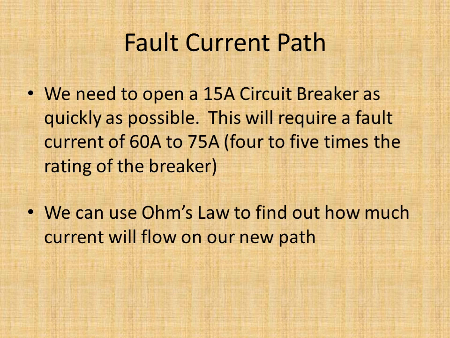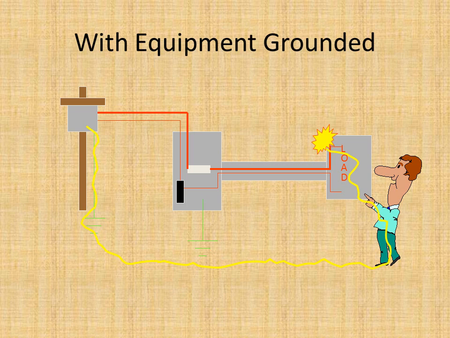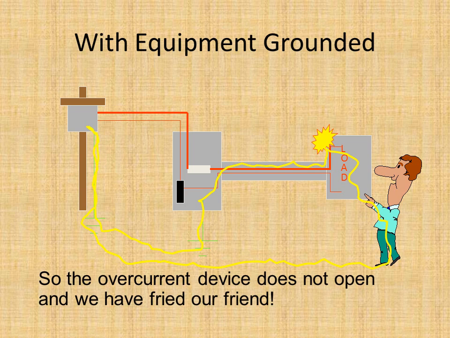We need to open a circuit 15 amperes breaker as quickly as possible, which requires 4 to 5 times the rating of the breaker. The voltage is 120 volts and we can estimate the value of current which shall flow through the circuit. So our overcurrent device does not open and our friend gets fried. So that tells us how important grounding is for the protection of a person.